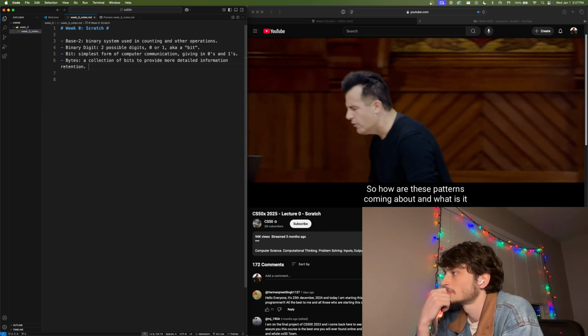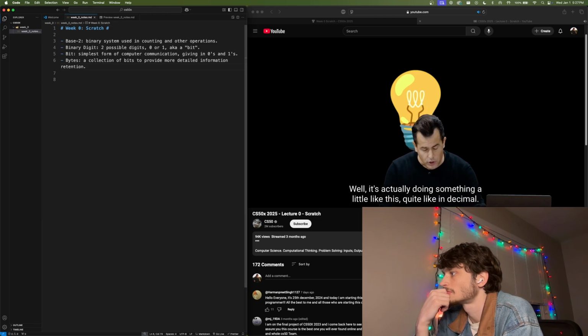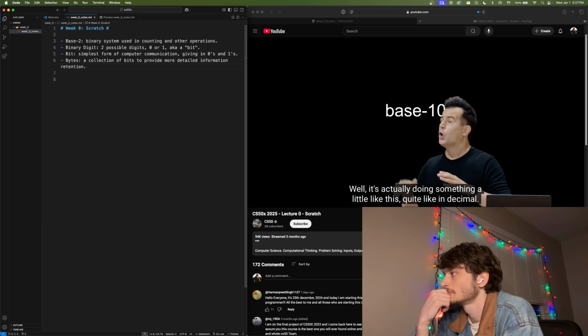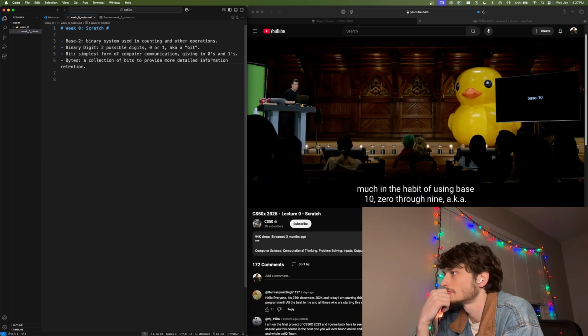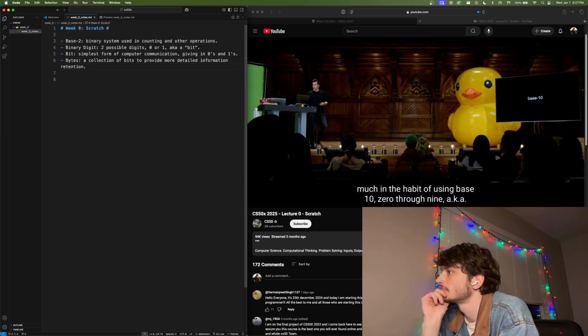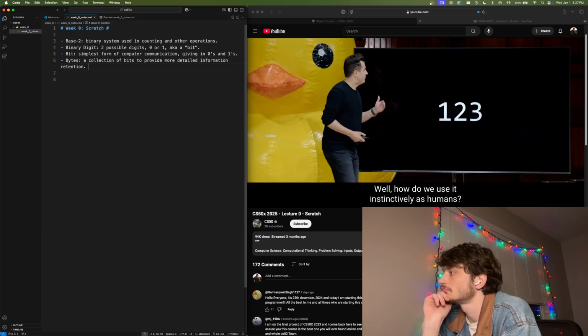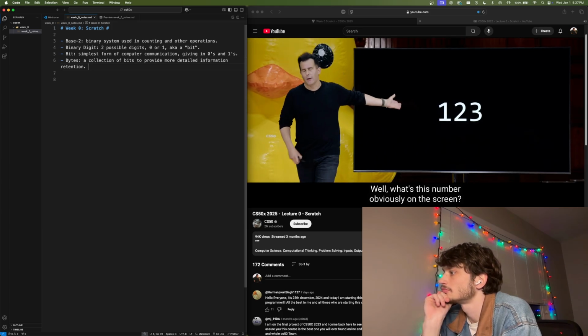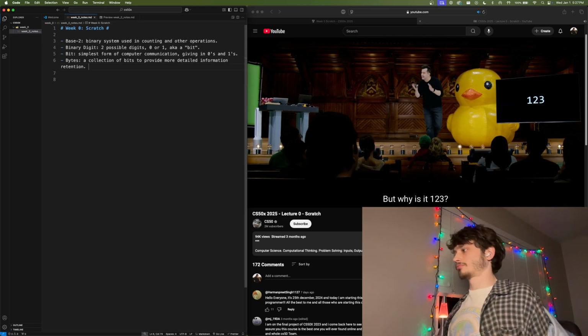So how are these patterns coming about, and what is it that our computers are actually doing? Well, it's actually doing something a little like this, quite like in decimal. So in the human world, you and I are very much in the habit of using base 10, 0 through 9, aka decimal. Well, how do we use it instinctively as humans? Well, what's this number obviously on the screen? 123. But why is it 123?